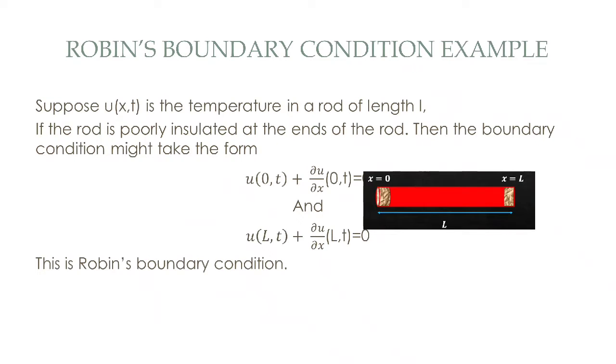Robin's boundary condition example. Suppose u of x comma t is the temperature in a rod of length L. If the rod is poorly insulated at the ends of the rod, then the boundary condition might take the form u of 0 comma t plus partial u over partial x of 0 comma t equals 0, and u of capital L comma t plus partial u over partial x of capital L comma t equals 0. So this is the Robin boundary condition.